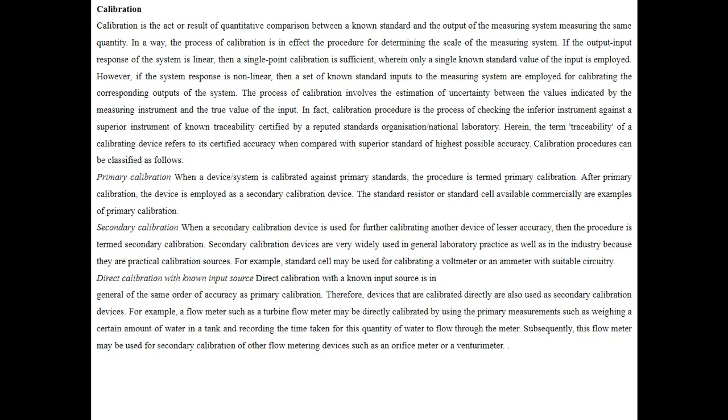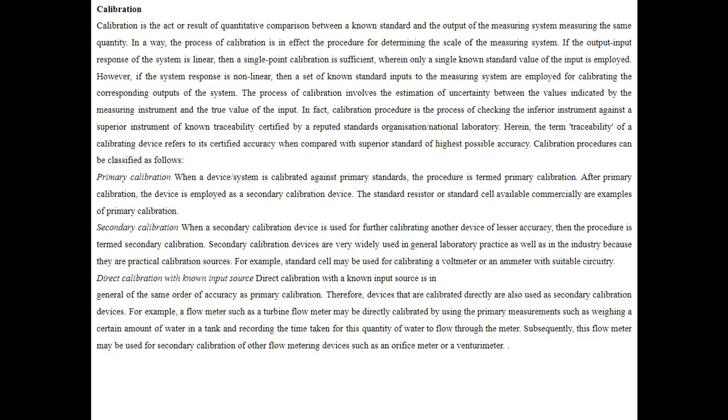Secondary calibration. When a secondary calibration device is used for further calibrating another device of lesser accuracy, then the procedure is termed as secondary calibration. Secondary calibration devices are very widely used in general laboratory practice as well as in the industry because they are practical calibration sources. For example, standard cell may be used for calibrating a voltmeter or an ammeter with suitable circuitry.